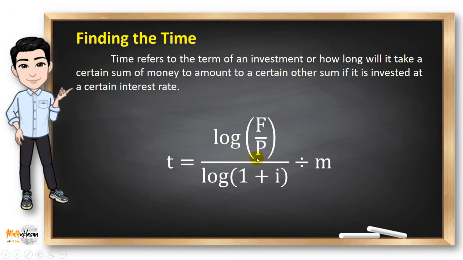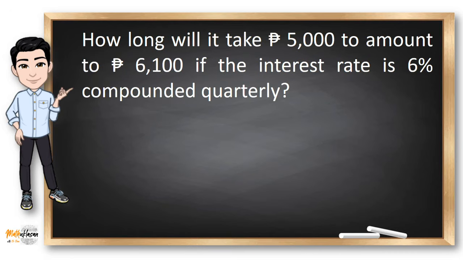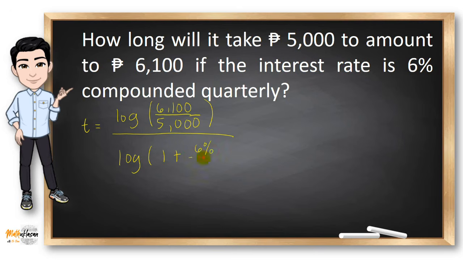If the time is missing, all you need to do is use the formula T equals logarithm of final value divided by P, or the principal, divided by logarithm of 1 plus I, which is equal to R over M, divided by M. For example, how long will it take 5,000 to amount to 6,100 if the interest rate is 6% compounded quarterly? So for this, I'm going to need T is equal to logarithm of 6,100, which is the final amount, divided by 5,000, which is the principal value. We have logarithm here, 1 plus I, which is 6% divided by 4 because it is compounded quarterly. Divide this by 4, or m.